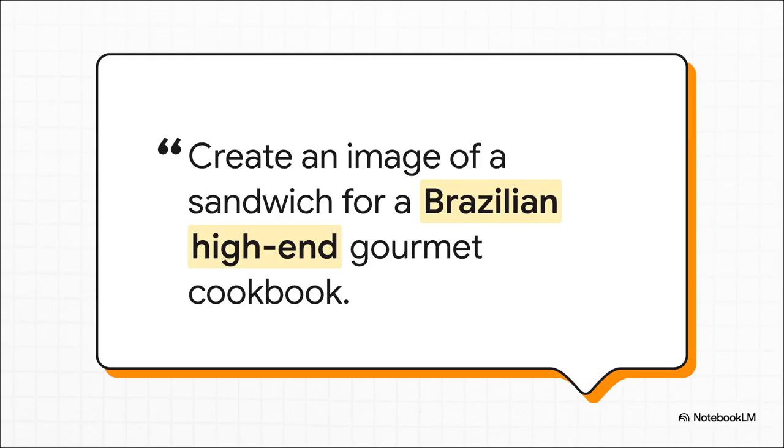And this example just shows that last point perfectly. If you just ask for a sandwich, you're going to get, well, a sandwich. Kind of boring, right? But look what happens when you say, create an image of a sandwich for a Brazilian high-end gourmet cookbook. Whoa! Suddenly the AI understands everything. It knows it needs professional plating, that nice blurry background, perfect lighting. It might even throw in some culturally relevant ingredients. You didn't have to ask for any of that. You just gave it the why, and it figured out all the how. That's the magic right there.